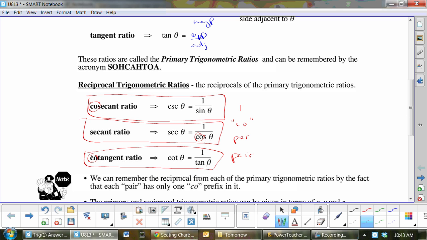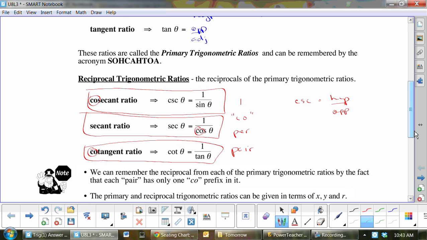And really, cosecant theta is hypotenuse over opposite. Right? Because what was sine? Opposite over hypotenuse. So it's the reciprocal of that. Secant theta is hypotenuse over adjacent. And cotangent is adjacent over opposite.